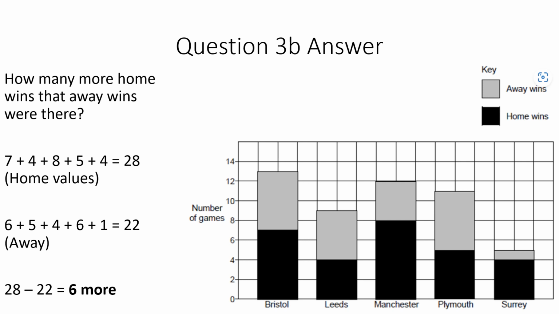The away ones, so we've got 6 here as we saw earlier, 5 there, 4 there, 6 there, and 1 there. And if we add all of those up, we get 22. We've then got to take those two numbers, take 22 away from 28, and we can see that there are 6 more home wins compared to away wins.